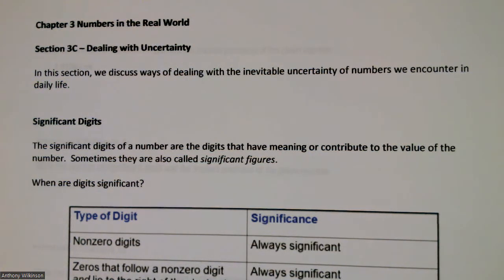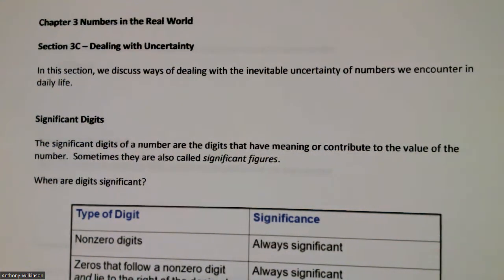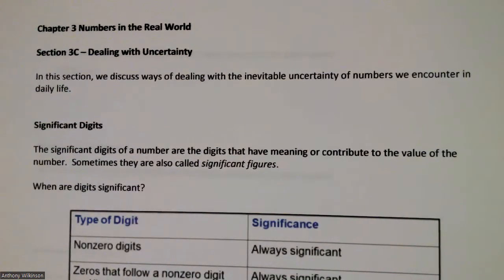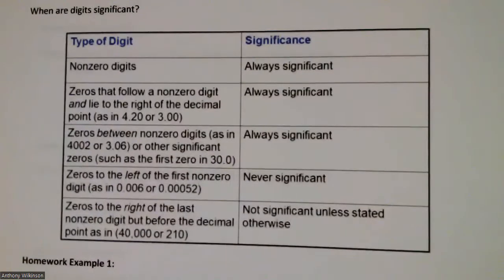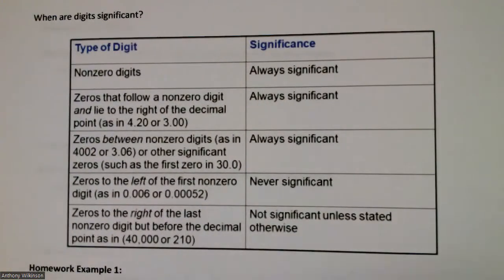Now, the table that you're going to see on the first page of your handout will tell you which digits are going to be significant. Here it is. Here we have the type of digit and its significance for those digits. All of your non-zero digits will always be significant. That's the ones from 1 through 9. All non-zero numbers are going to be significant.